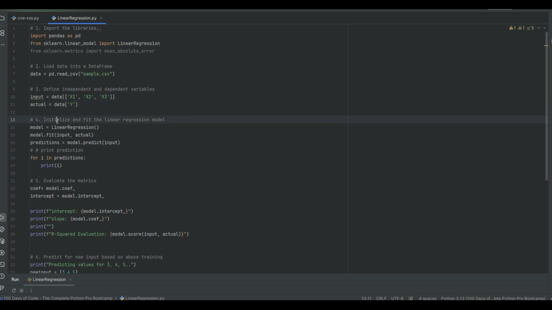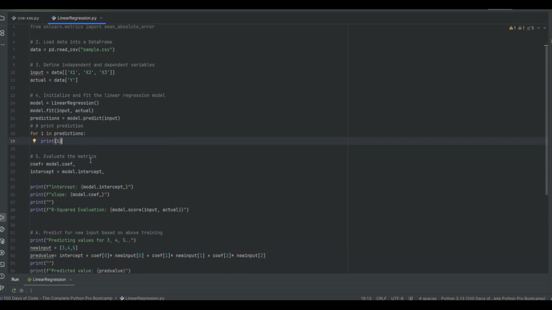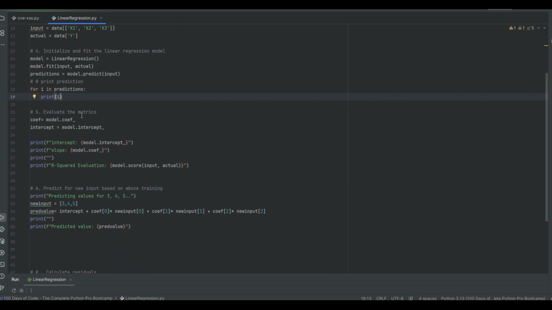Now we are initializing the linear regression to get a model, and then for this model we are fitting the input and actuals which we have taken from the sample.csv. So this is the training data for us, and then the model will predict the outcomes of the inputs based on the sample.csv training data that we have provided. So all those predictions are printed here, and then we evaluate the metrics.